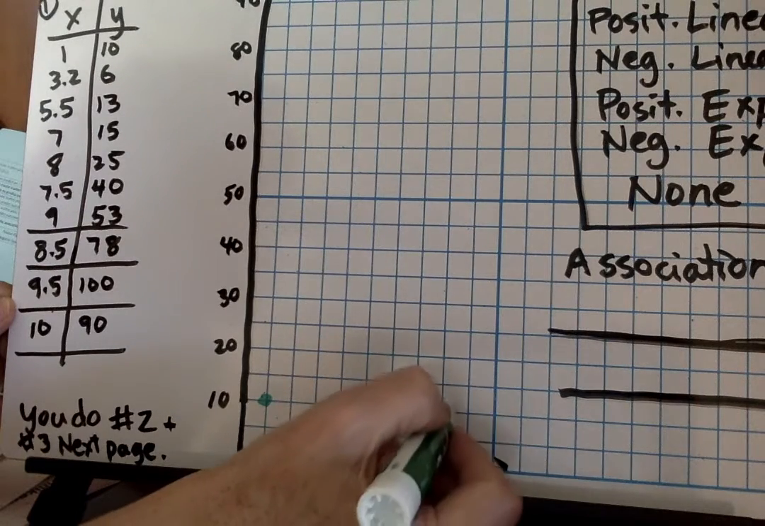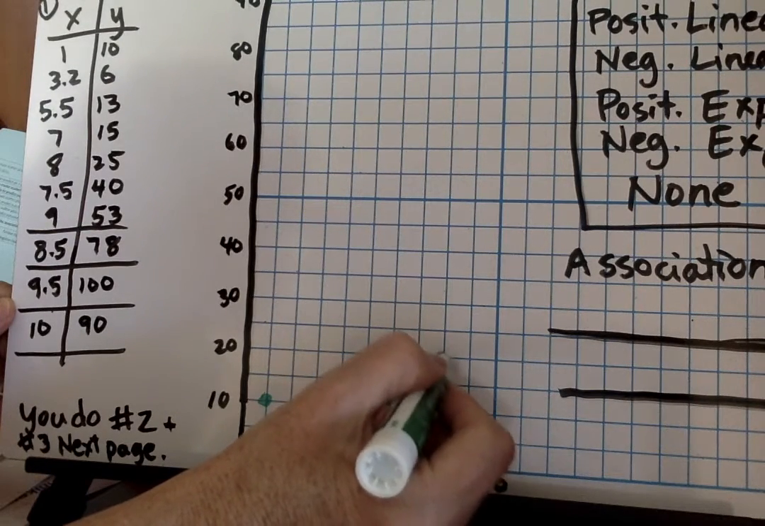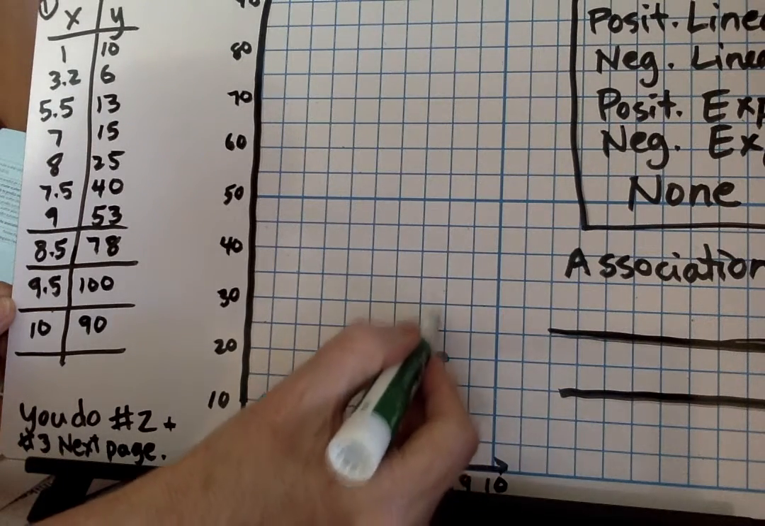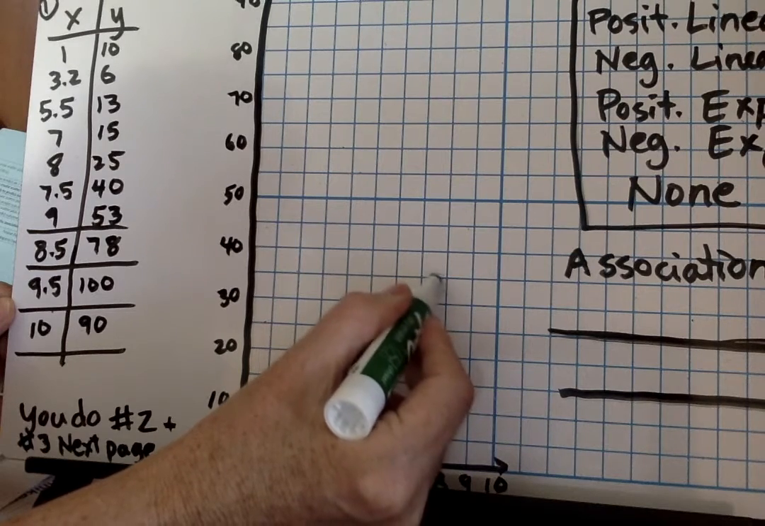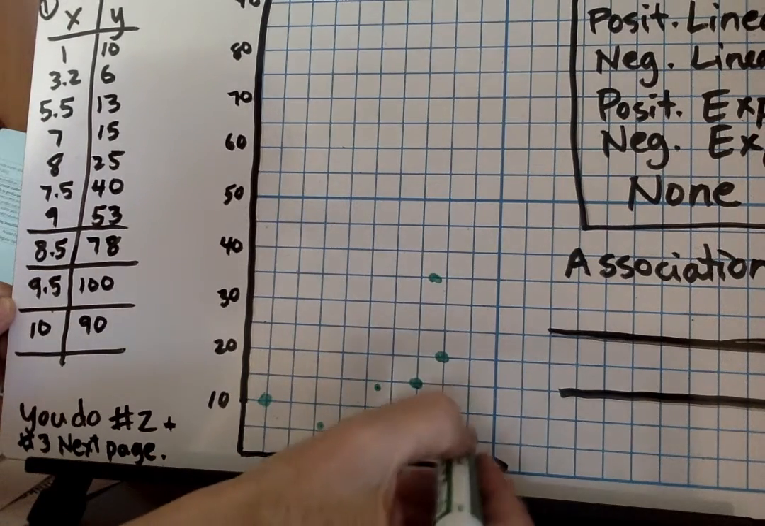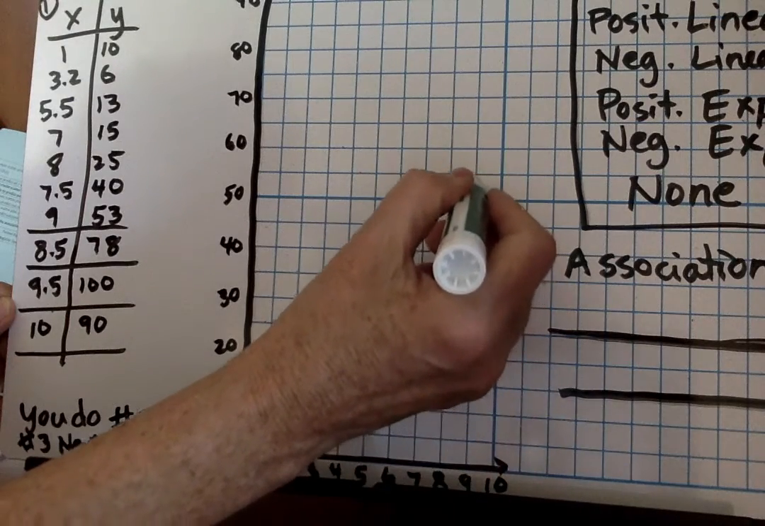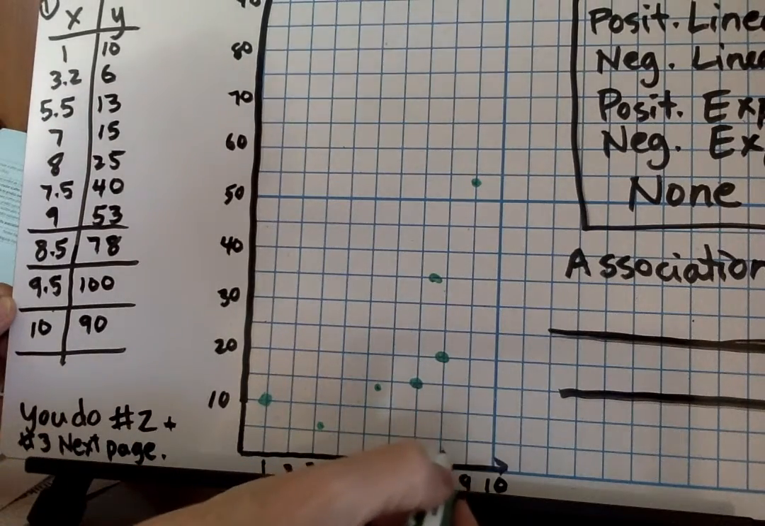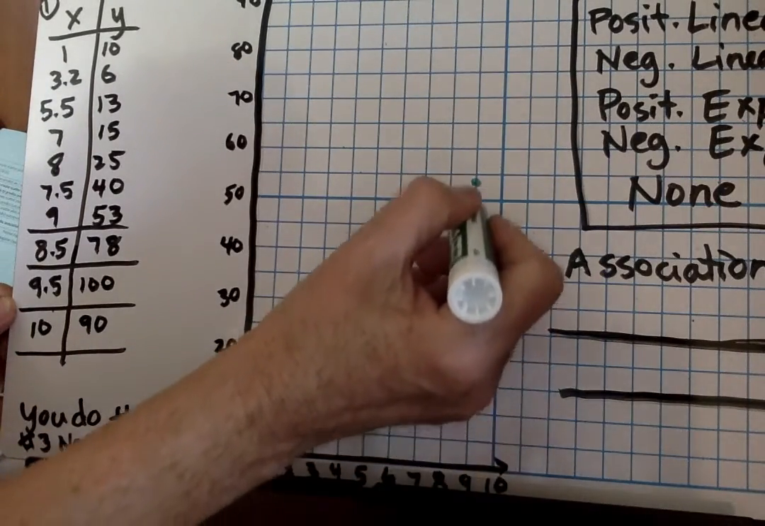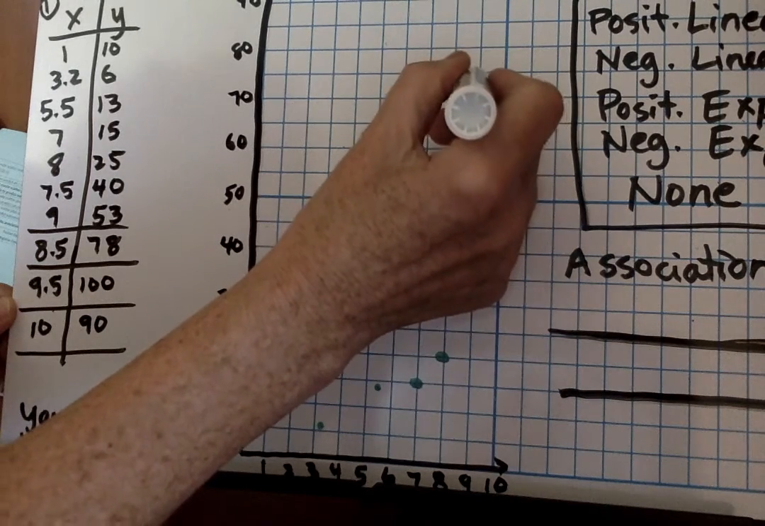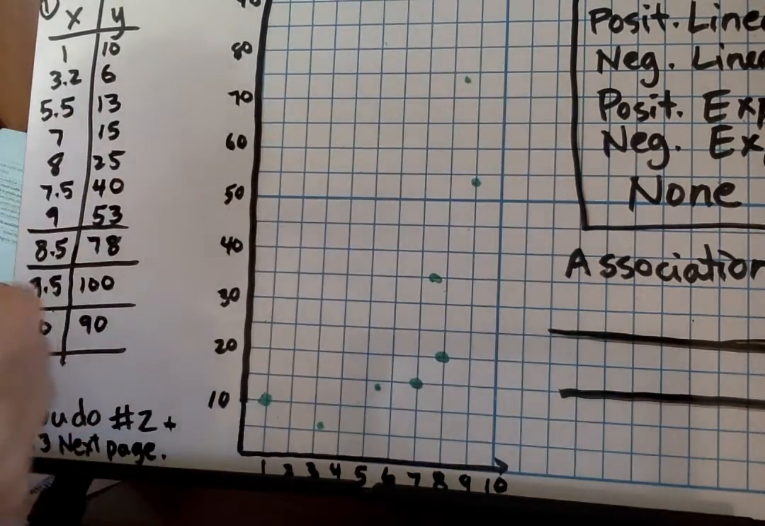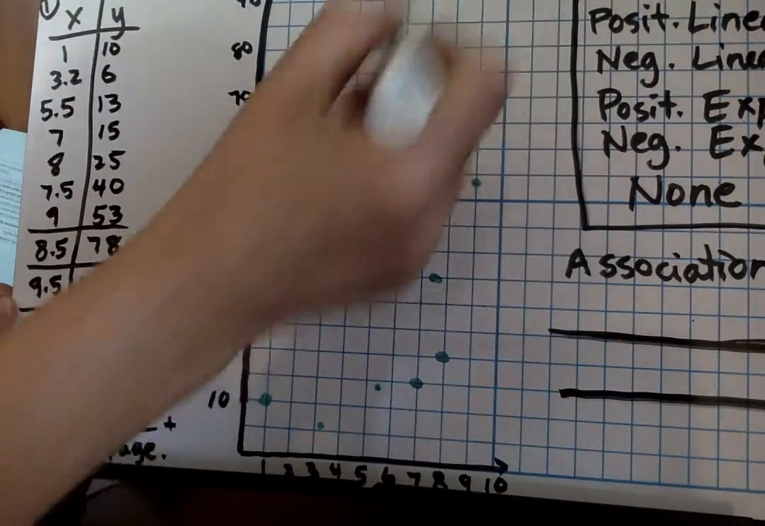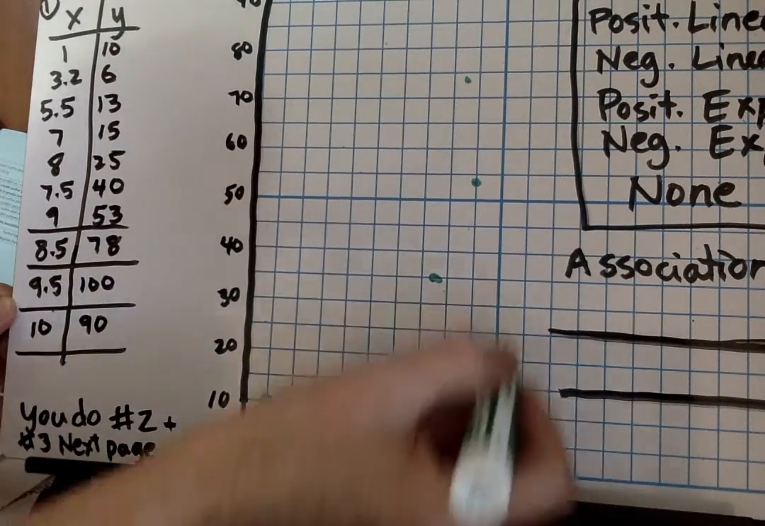8, 25. 7.5, 40. 9, 53. 8.5, 78. 9.5, 100. And 10 and 90.